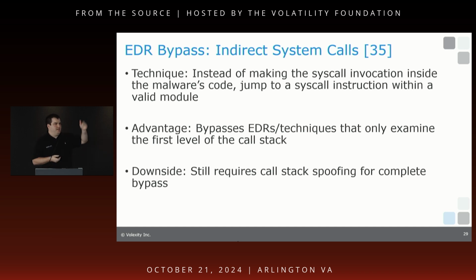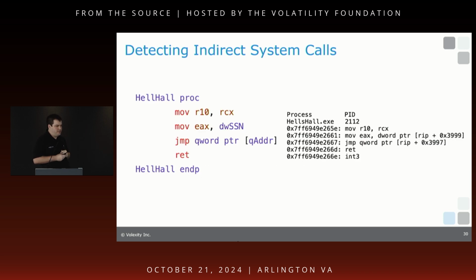What they did is, instead of making the syscall instruction invocation from their shellcode block or their random DLL they injected into memory, they would scan inside of NTDLL for a syscall instruction. Then they update the registers as needed, and then they jump to that syscall instruction. So that's what that looks like here. You can see we're still updating R10. This is Hell's Hall, just one of the indirect system call implementations.